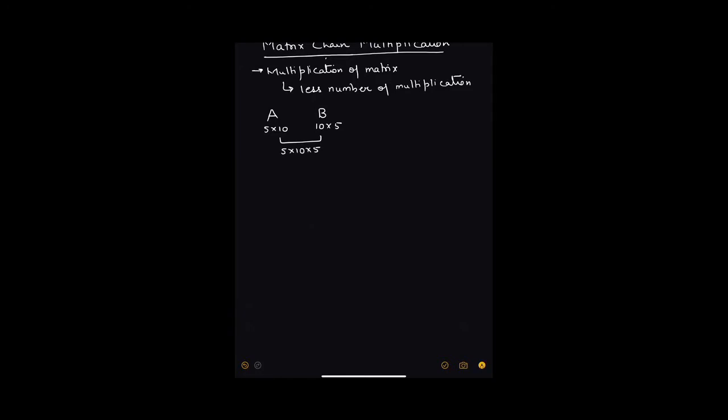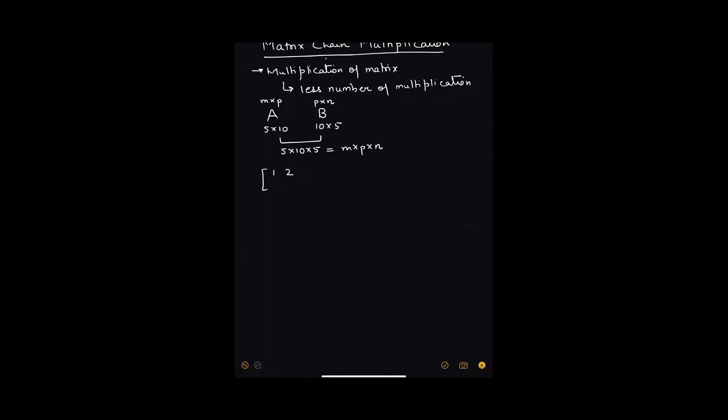So the total number of multiplications to multiply the A and B matrices will be equal to 5 into 10 into 5. So if I have an A matrix with M into P dimension and a B matrix with P into N dimension, I can say that the total number of multiplications required to multiply both these matrices will be M into P into N. Let us see how.